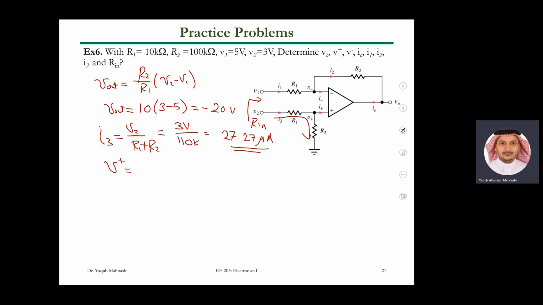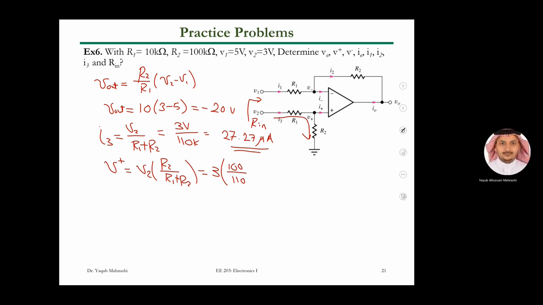You can do it in two ways, by the way. You can apply the voltage divider rule, or you can take the current multiplied by R2. Let's apply the voltage divider rule. So now we have V2 multiplied by R2 over R1 plus R2. And now we are getting how much? This is 3 times 100 over 110. Of course, all of them are Ks, kilo ohms. Yes, kilo ohms. So this is 2.73. What else?